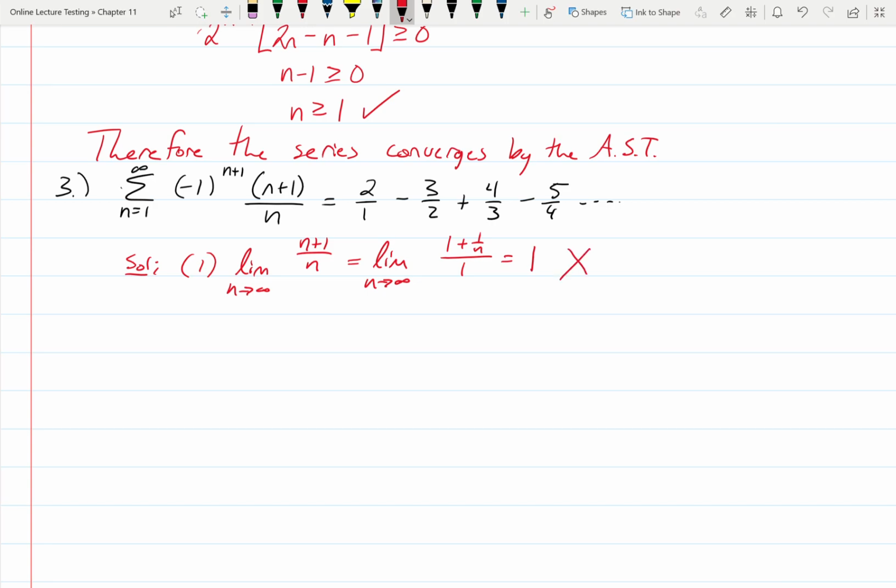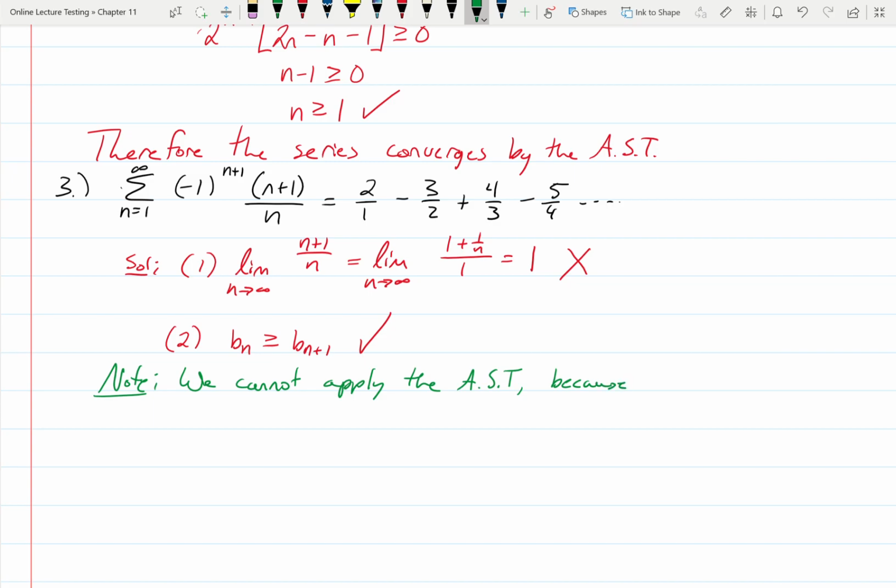Therefore, I cannot apply the alternating series test. The alternating series test fails here because it does not satisfy the first condition. We can see that this is decreasing, so I am going to write this in here: b sub n is greater than or equal to b sub n plus 1. So that is true. However, since we don't satisfy the first condition, we cannot apply the alternating series test. Okay, so I'm going to put a note here: we cannot apply the alternating series test because it does not meet the first condition.